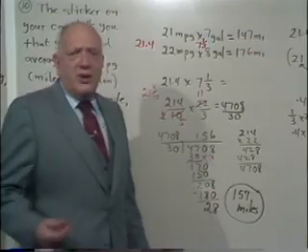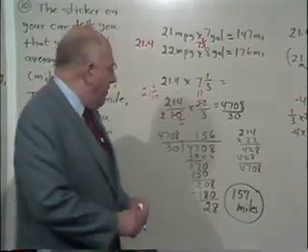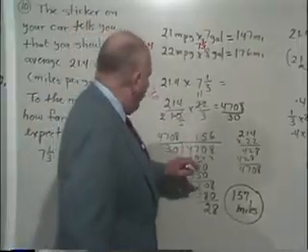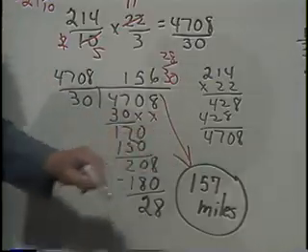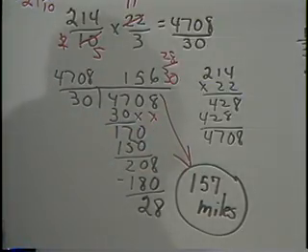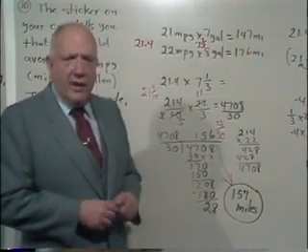Isn't 28 out of 30 more than half? And the problem says round off your answer to the nearest mile. See, we had 156 and 28 thirtieths. So what do? We round that off to 157 miles. And that's about how far we can expect to go. Give a little, take a little, depending on the mileage.